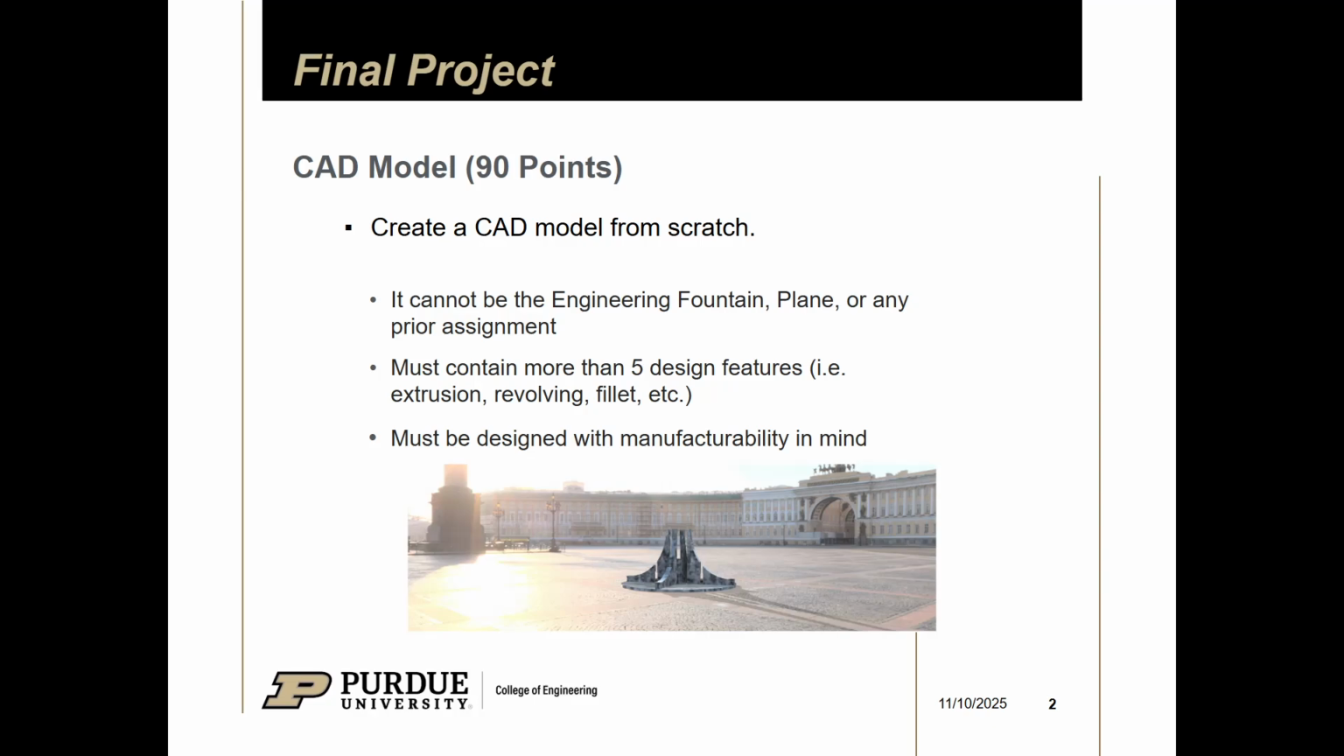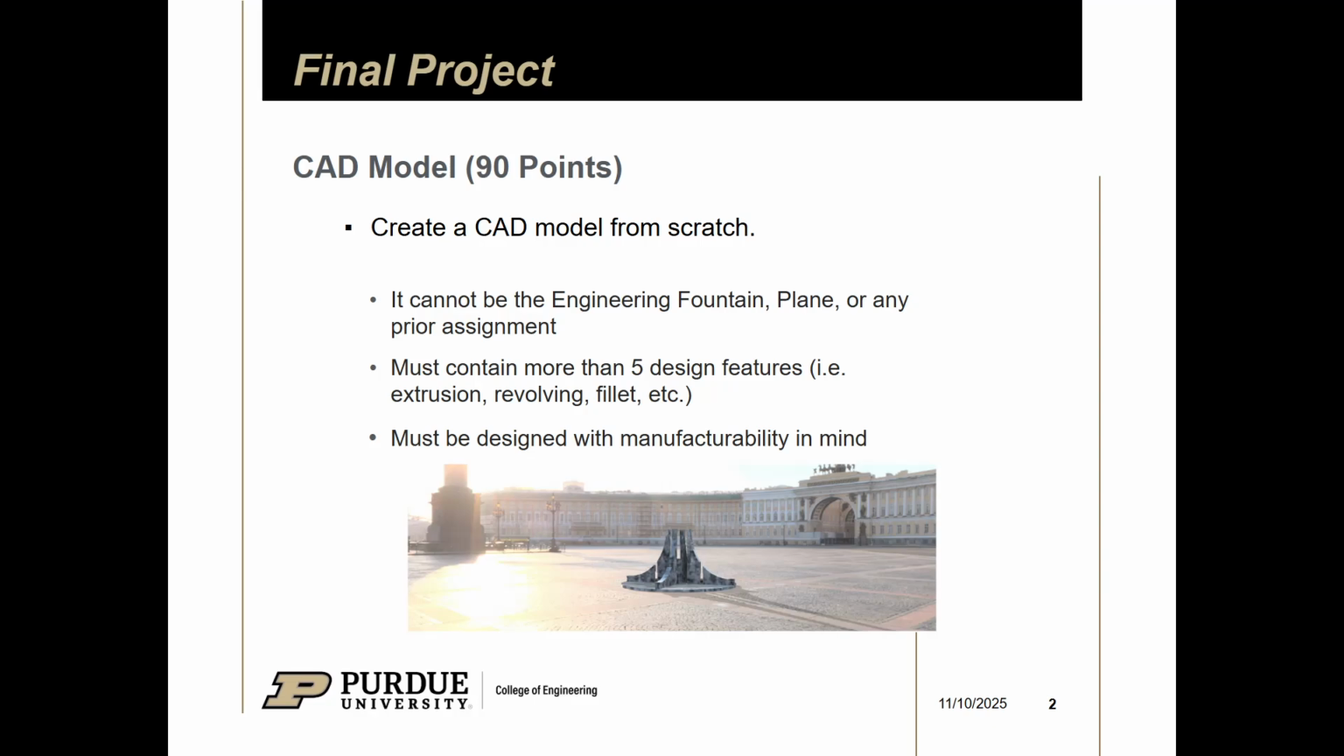And I hope you know at this point, 5 is actually not that many, right? We made more than 5 for the hair dryer, I believe. So you definitely have the ability to make more than 5 design features. The last thing is a little bit subjective. It must be designed with manufacturability in mind. This is a little bit looser because it's up to interpretation. But today I'm going to be talking about designing for manufacturing.